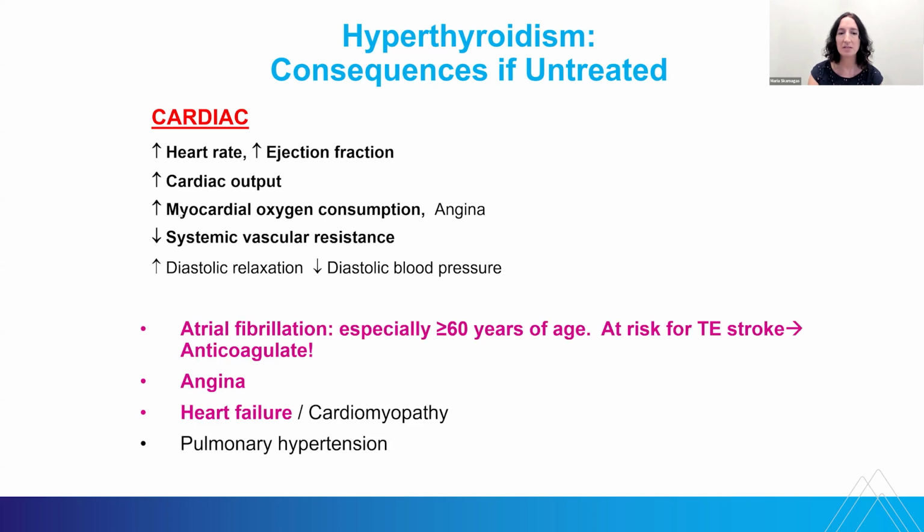Because of the beta adrenergic effects on heart rate and cardiac myocytes, you have increased risk of AFib, especially after the age of 60. And these patients are at the same risk of thromboembolism and stroke as if it were AFib from non-hyperthyroid. So we do want to anticoagulate these people, or have cardiology assess them for that. These patients, because they have increased oxygen consumption of the heart, they're at increased risk of angina and ischemic events, heart failure, high output cardiac heart failure, cardiomyopathy if they're chronically hyperthyroid and it's not treated.